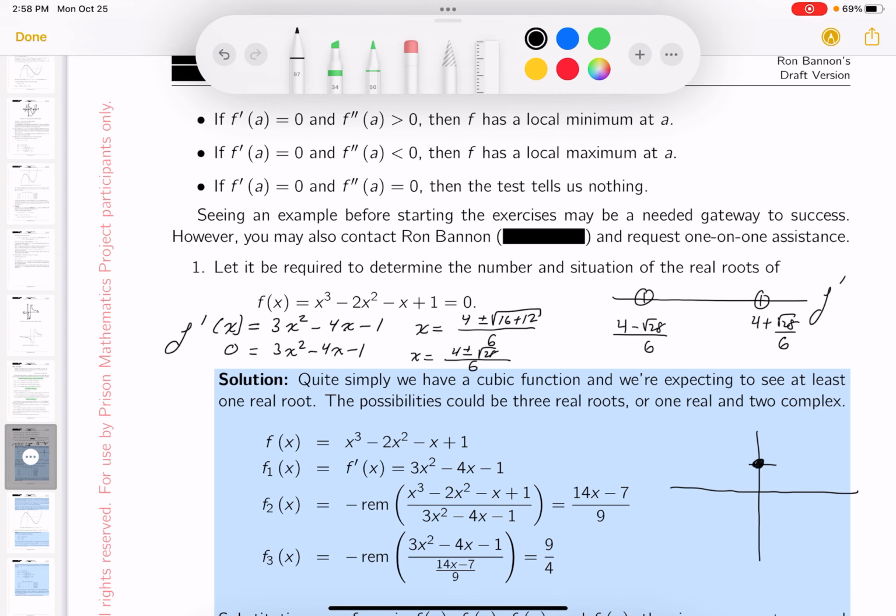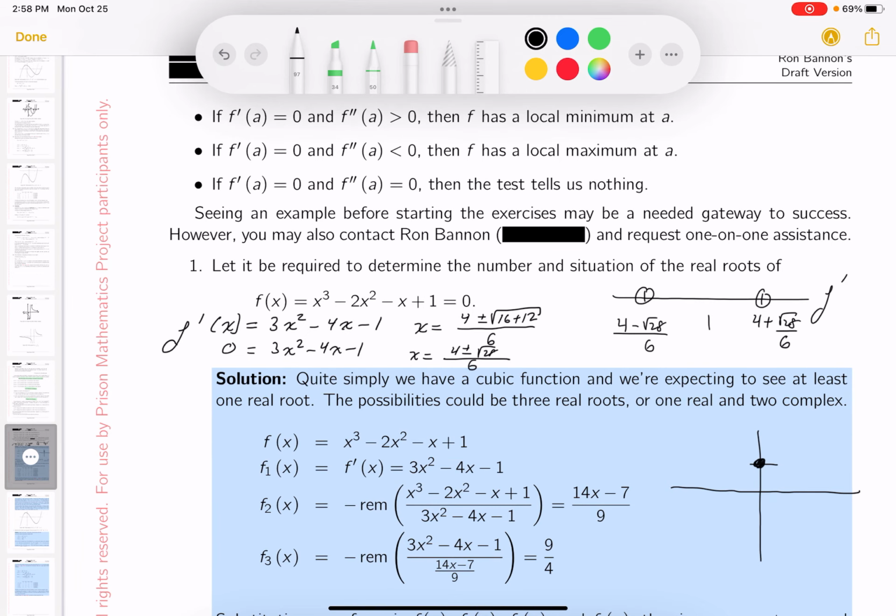All right? All right, let's take a look. Well, it's easy for me to analyze the derivative between these two numbers by just doing simple sign analysis. So if you chose 0, what would you get? You get negative, which means the curve is going down, as expected, by the way. Now, if you took a number after 4 plus root 28, well, I'm going to play it safe by taking a number like 10. And what would you get? Positive.